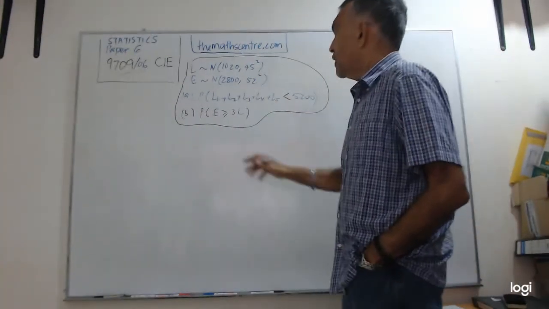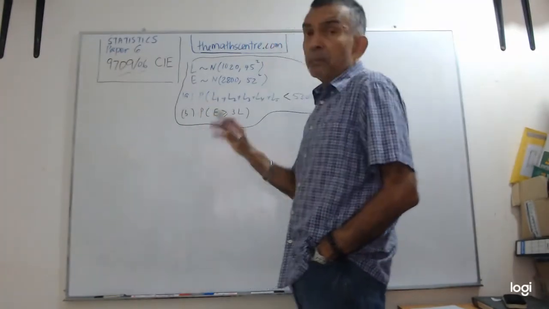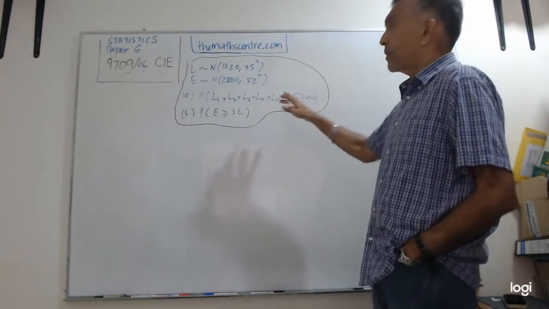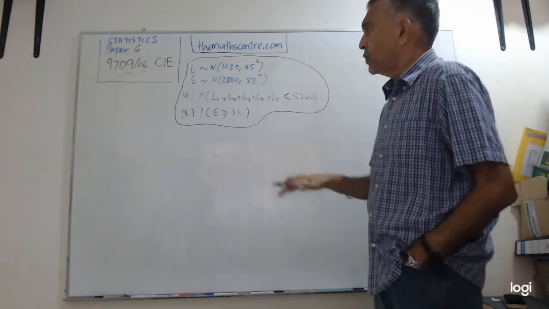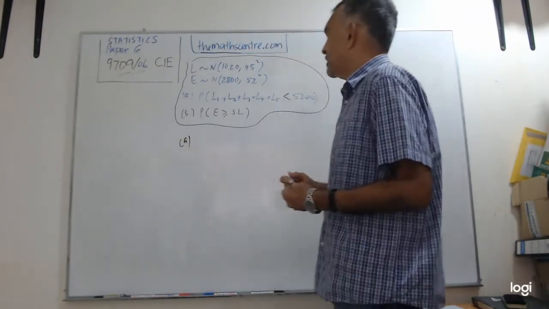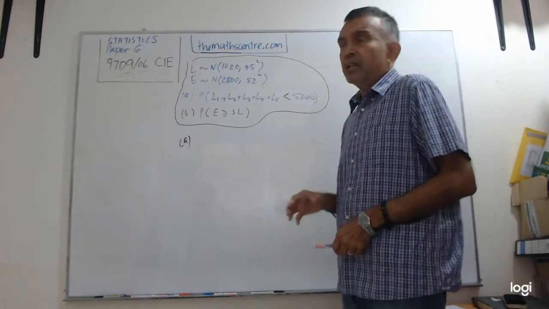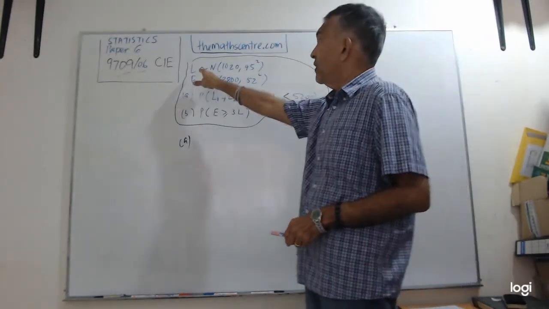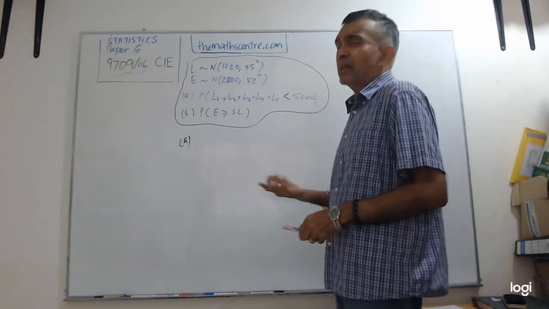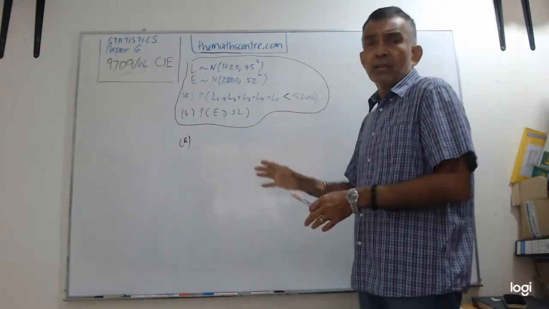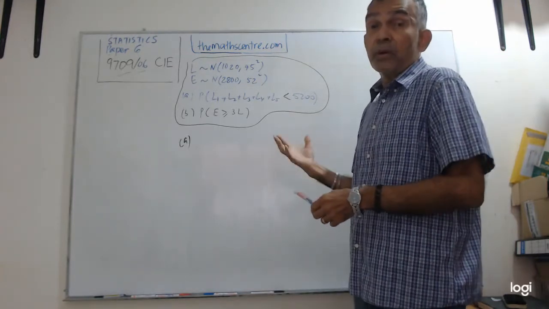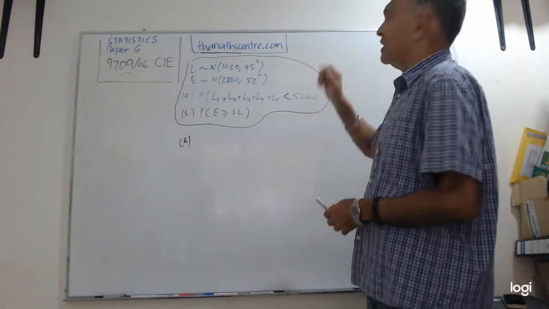In part A, before that, please read these questions very carefully because I have made it simpler for you by writing out a probability statement, but you have to read the question carefully and then write what I've written in part A. In part A, they've taken 5 bulbs randomly of the L type, and they ask you what's the probability that the total lifetime, the operative word, total lifetime, is less than 5200.